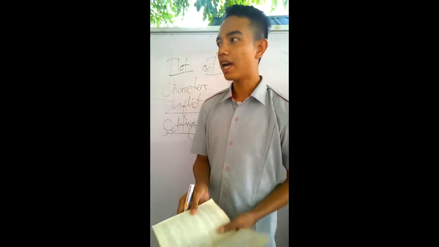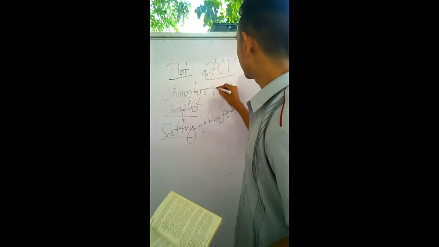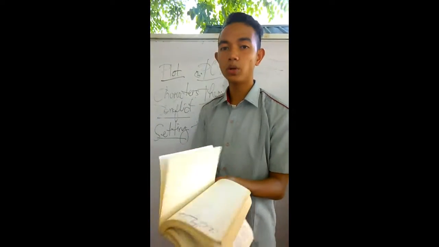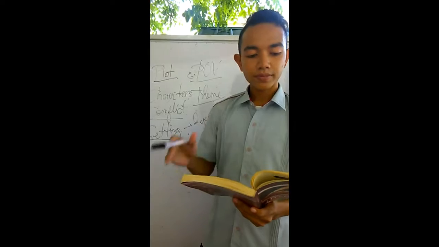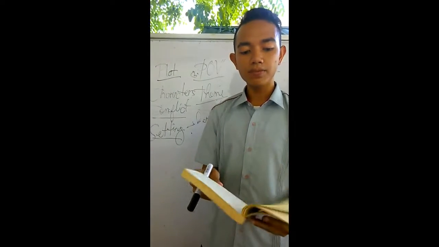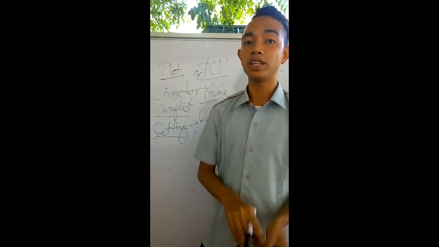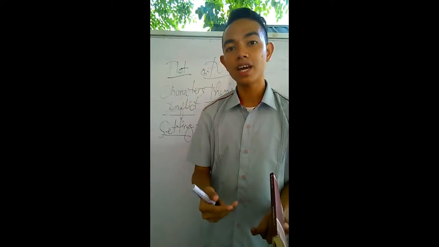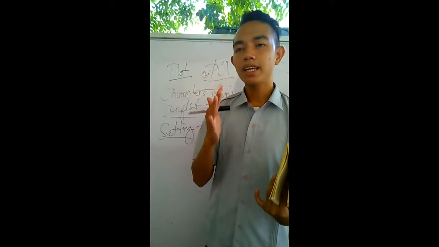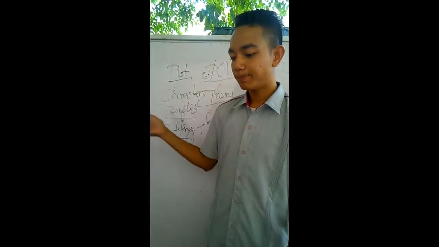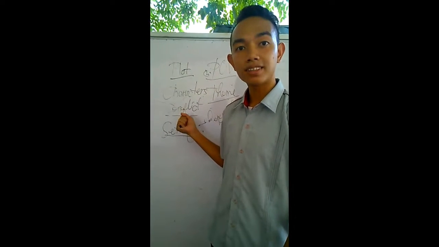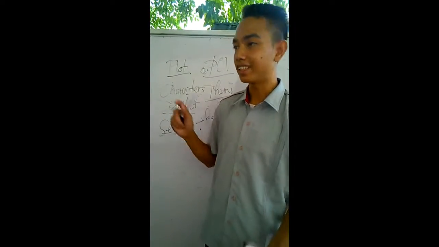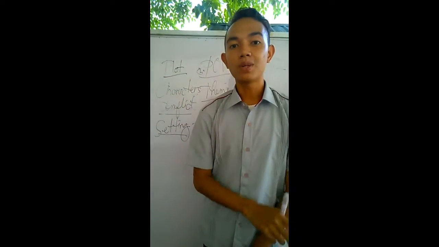So the last one we have is theme. The theme is the central belief or idea in a short story. For example, in the Iliad and Odyssey, the theme of the Iliad was the will of the gods, and the Odyssey is the wrath of the gods. Those are two examples of the theme.